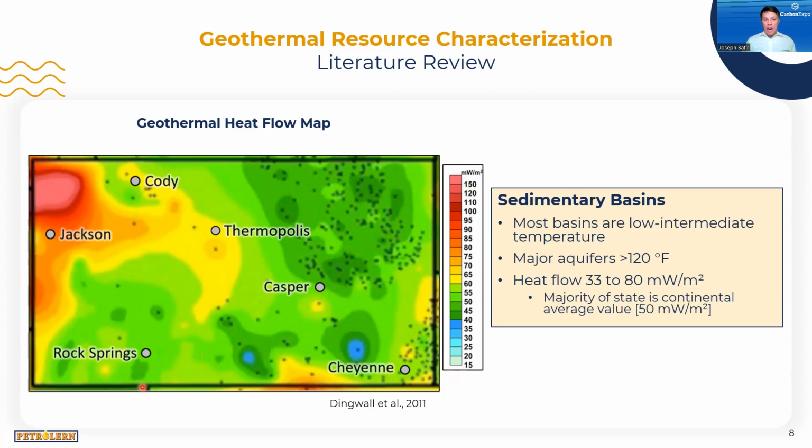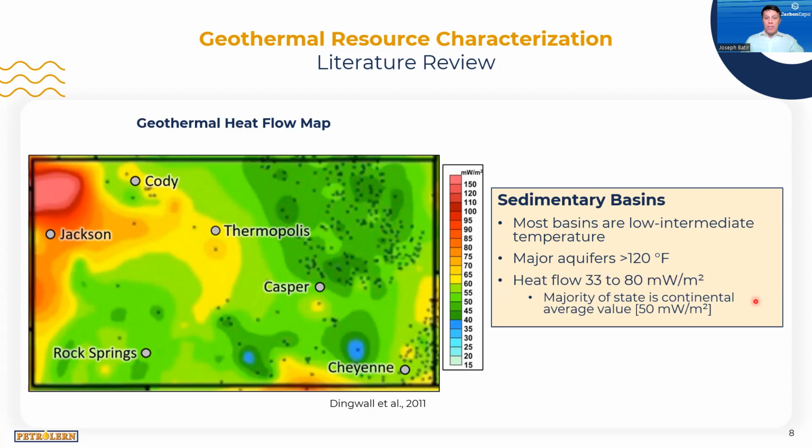Most of the basin areas are low to intermediate temperatures and lower to intermediate heat flows. There are major aquifers in these basins that have greater than 120 degrees Fahrenheit water, but 120 degrees Fahrenheit is not necessarily hot enough for power production, which we'll talk about in a bit. And then the heat flows that they calculated are anywhere from 33 to 80.